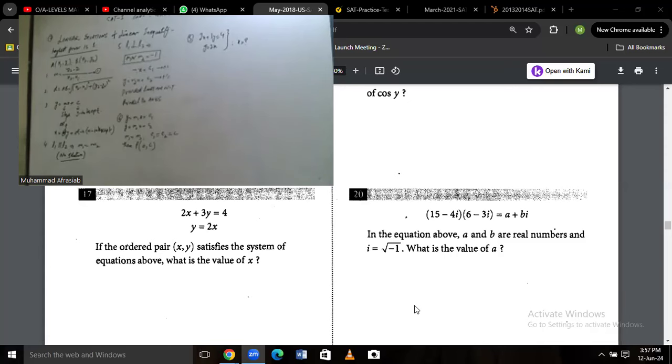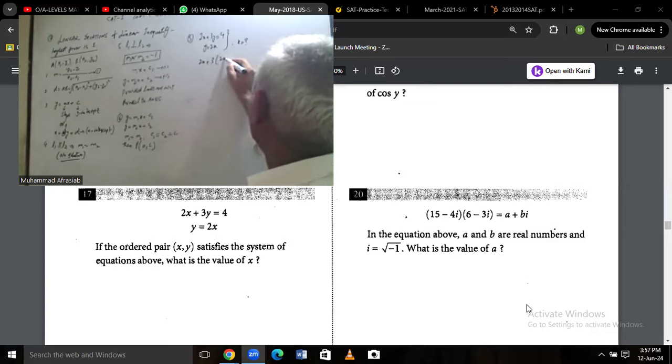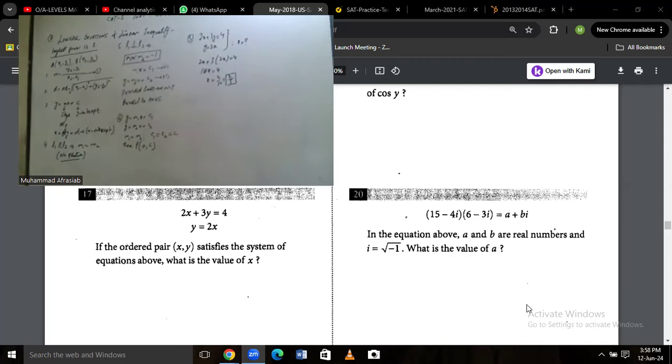If the ordered pair (x, y) satisfies this system of equations above, what is the value of x? The equations are 2x plus 3y is equal to 4 and y is equal to 2x. So you can substitute y equal to 2x. So 2x plus 3 into 2x is equal to 4. So 2x plus 6x is 10x is equal to 4, or x is equal to 4 over 10, or the value of x is equal to 2 by 5.